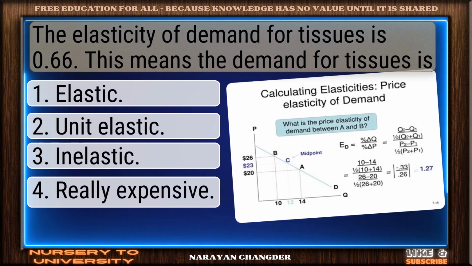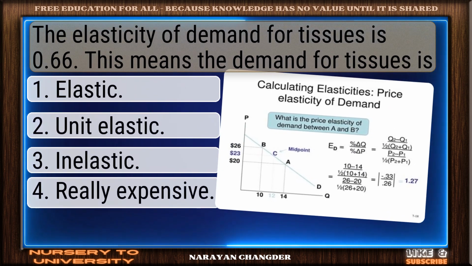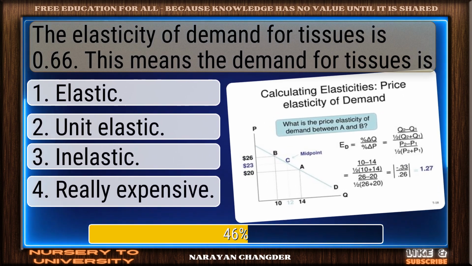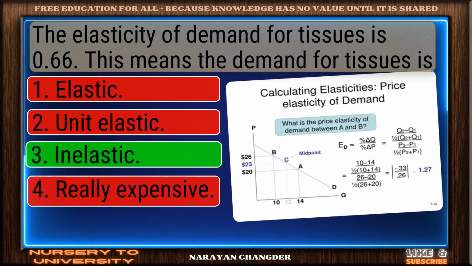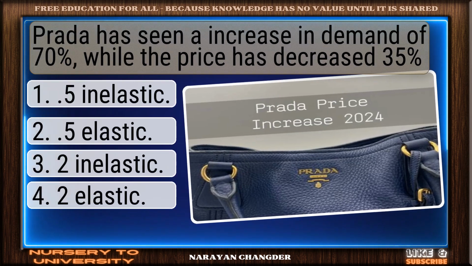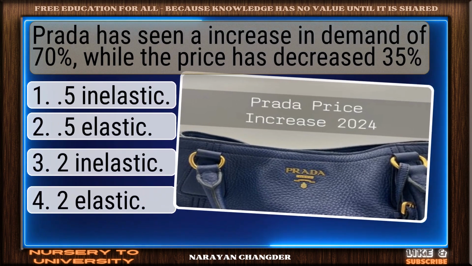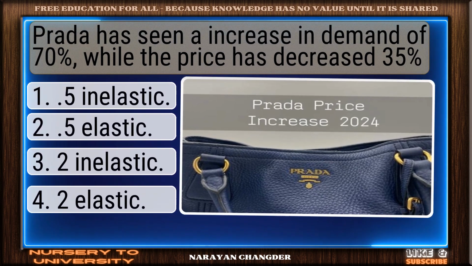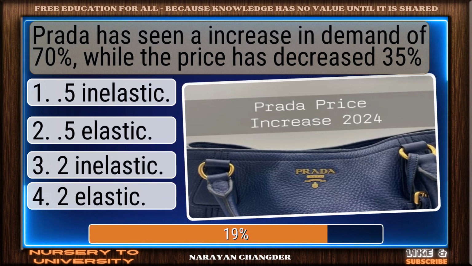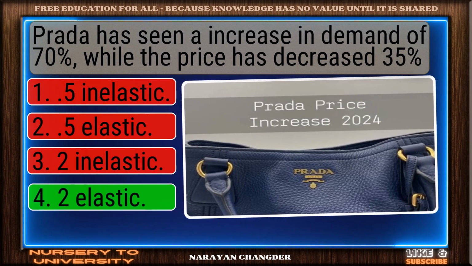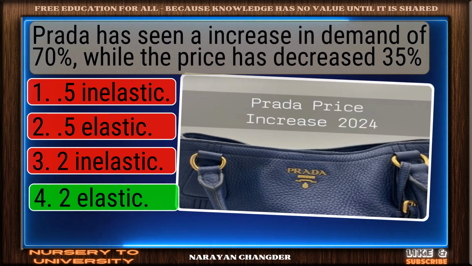The elasticity of demand for tissues is 0.66. This means the demand for tissues is. Excellent. Inelastic is a brilliant choice. Prada has seen an increase in demand of 70%, while the price has decreased 35%. Nicely done. Too elastic is a solid answer.